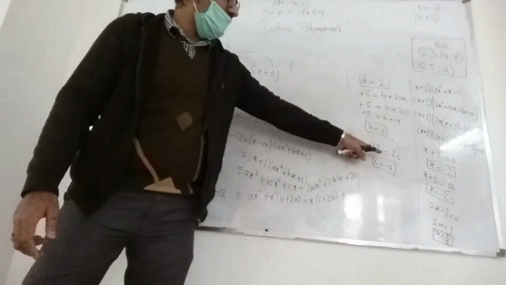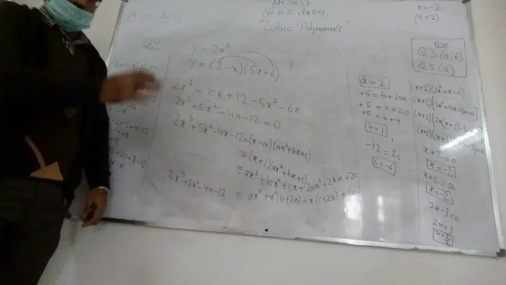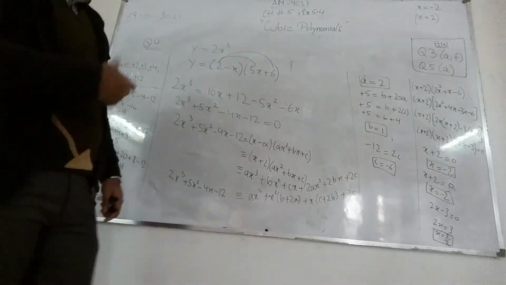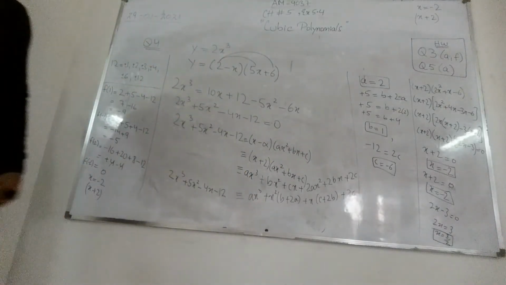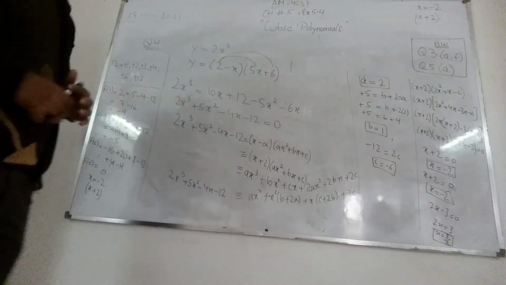So +2c equals to -12, and if I have to find the value of c, I have to remove this 2. So this 2 is being multiplied, it will go on the other side, get divided, and the value of c will be equals to -6. I have got the value of a is 2, b is 1, and c is -6.